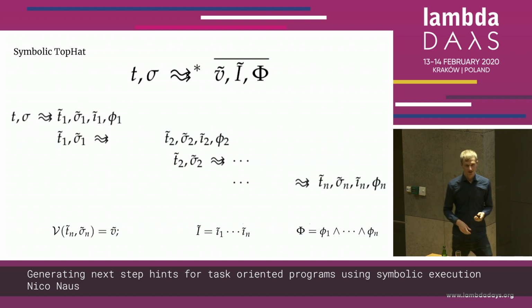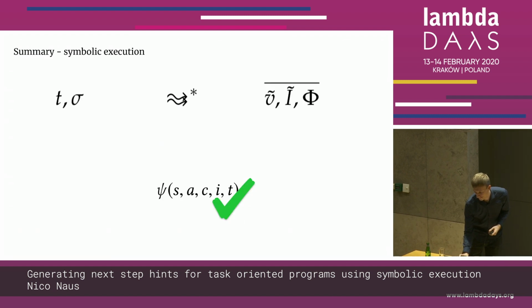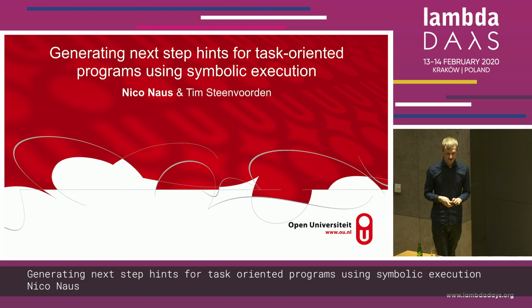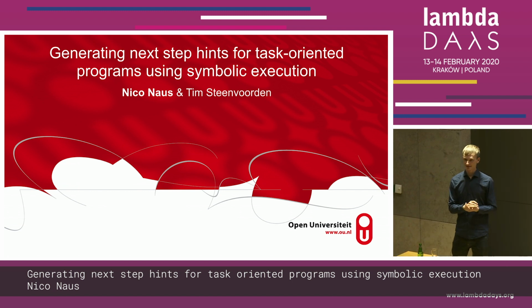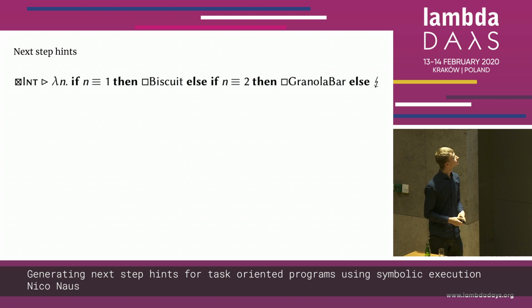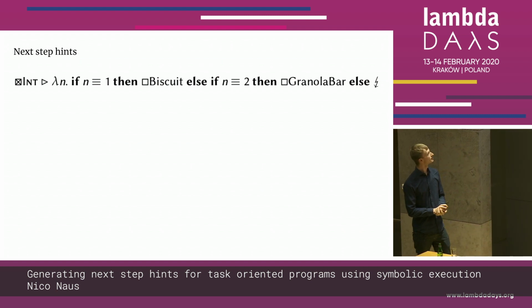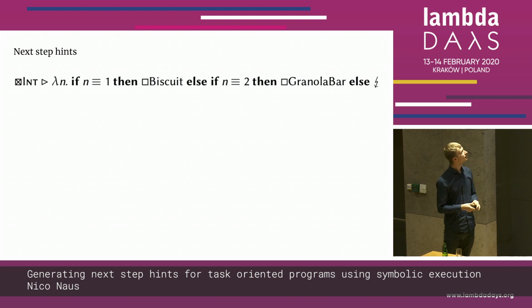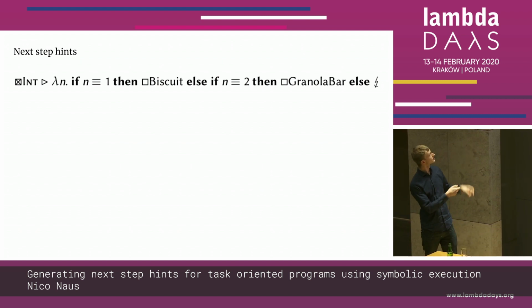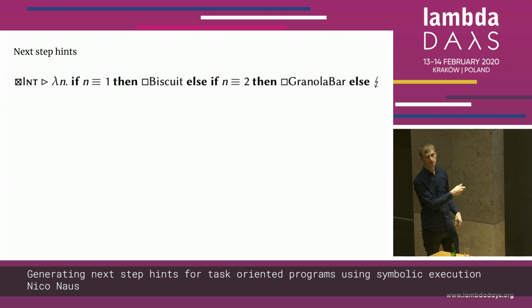Any other questions? All right. So now we get to the heart of the presentation. How do we now generate next step hints for these programs using the symbolic execution that we just saw? Let's start with an example program again. This program is supposed to be a vending machine. The editor for the integer simulates a coin slot. So the user can input coins. This is represented by a value here. And then when the user is done, he can press continue.